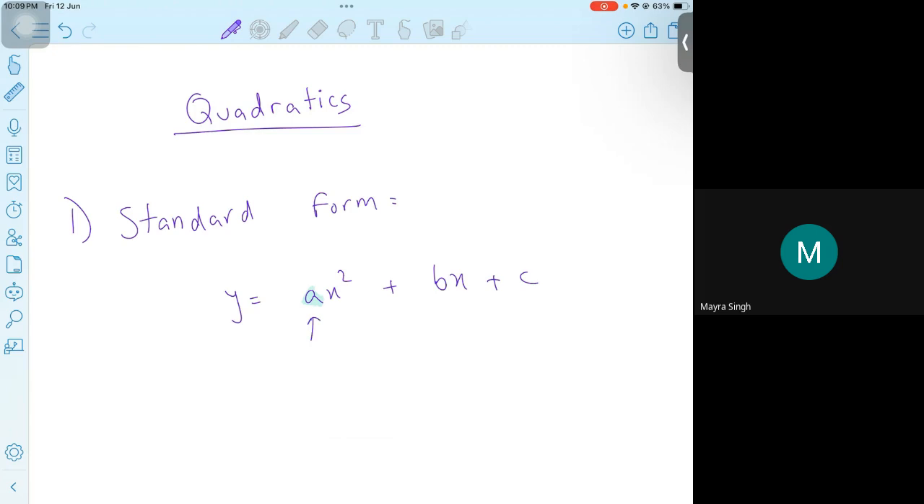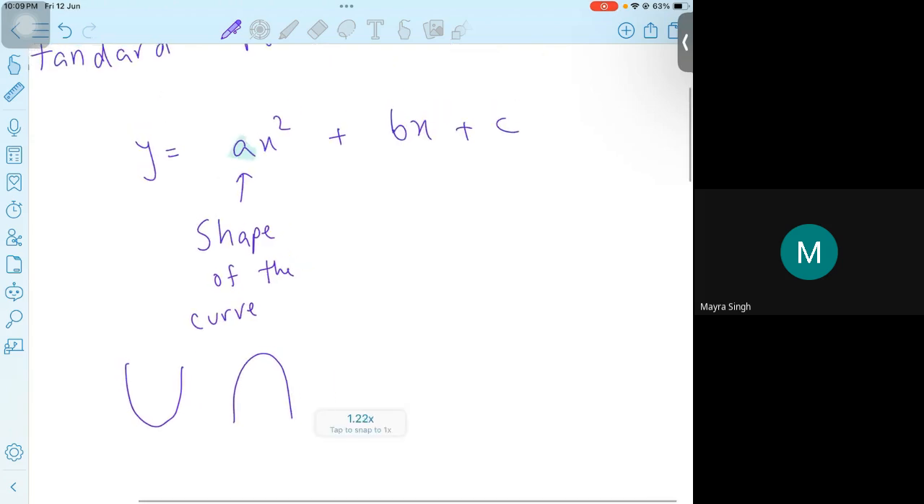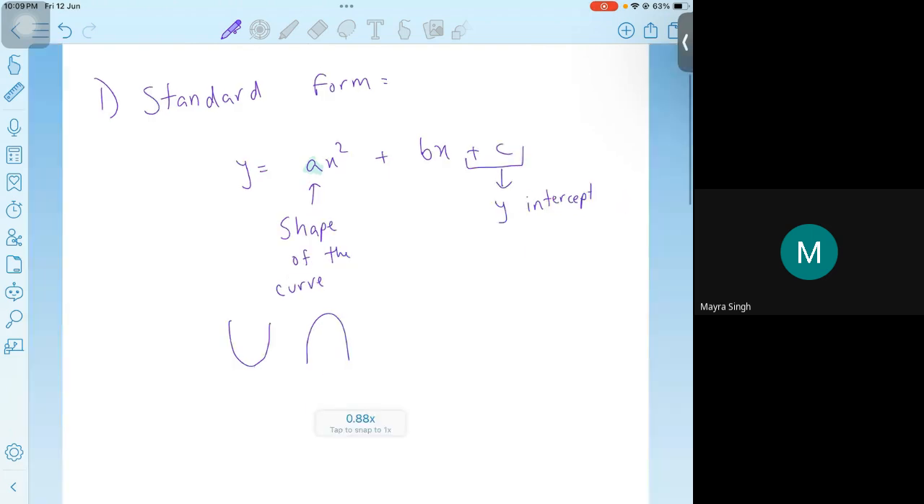Number one, the a's value tells us the shape of the curve. The shape of the curve. And by the shape, we mean it's either going to be like this or like this. Okay. And secondly, from this c, the value of c tells us the y-intercept. So I'm going to show you an example real quick.